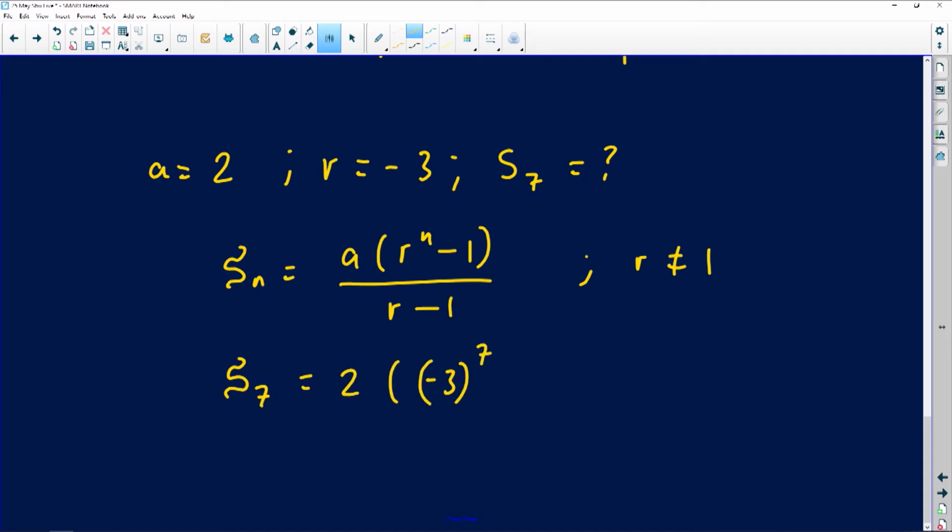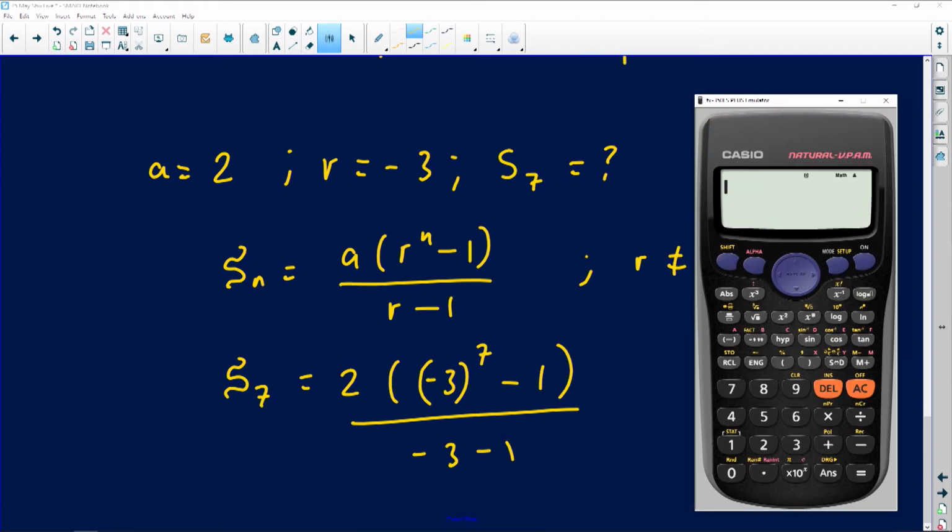How many terms are we adding? 7. Subtract 1, divided by something beautiful, which is negative 3 minus 1. So let's call back the machine. Remember, a calculator is an instrument, not a monument, so you should use it. I'm going to have a bracket where I sub in my negative 3. Be careful with the use of your bracket. Then I'm going to have an exponent of 7 because I'm summing up 7 terms. Then come down, subtract 1 there, close bracket. So negative 3 to the power of 7 minus 1, everything divided by my R, which is negative 3 minus 1.